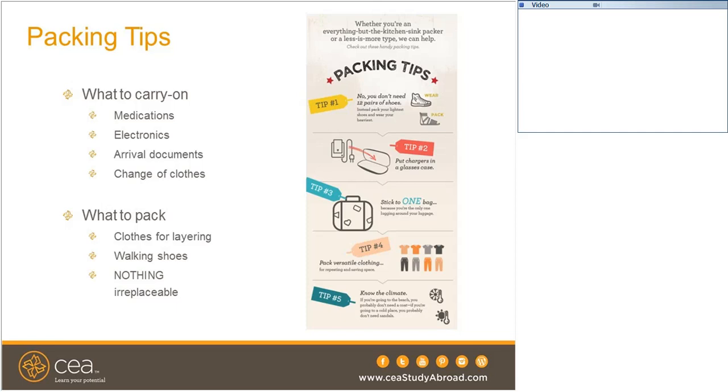CEA does not provide personal property insurance for cell phones, computers, or expensive cameras, and they should leave any expensive jewelry, watches, or anything that is irreplaceable at home. This is important, and if you have any further questions about that insurance, we can help you.